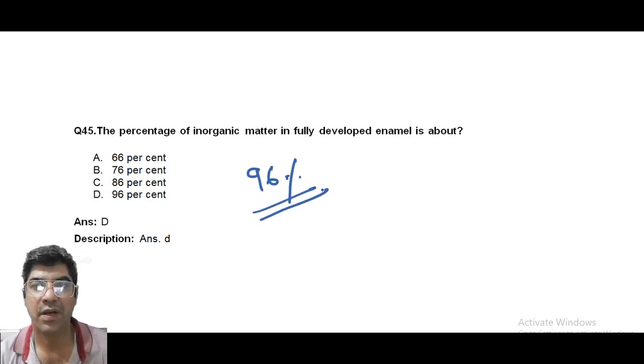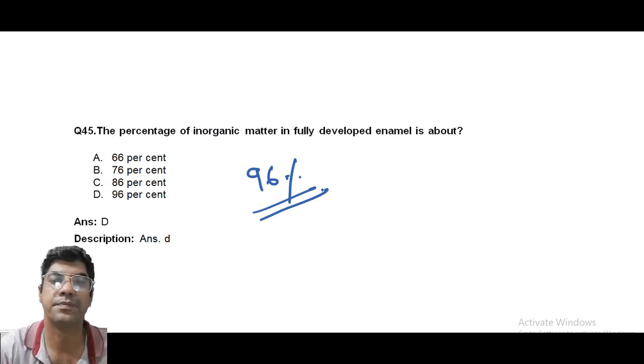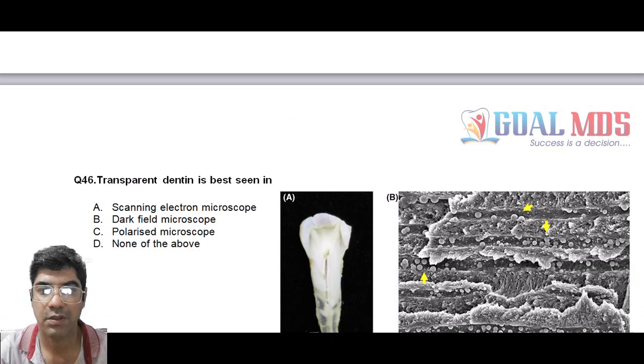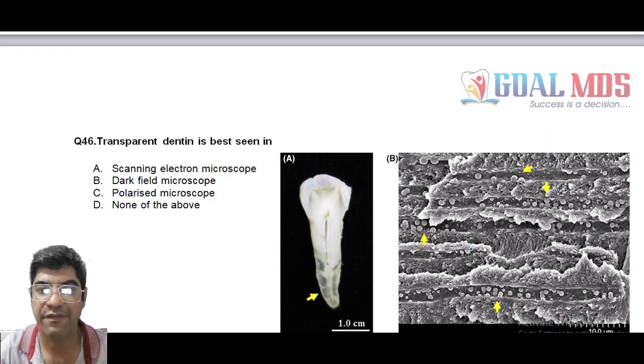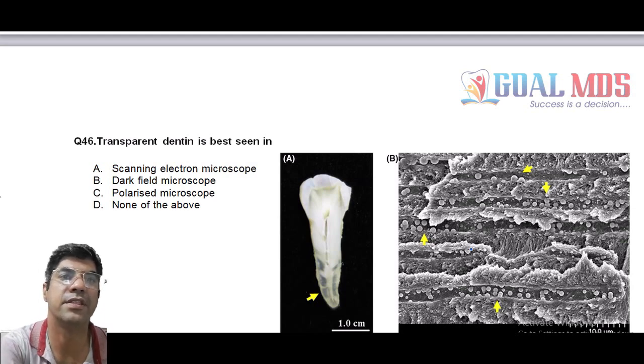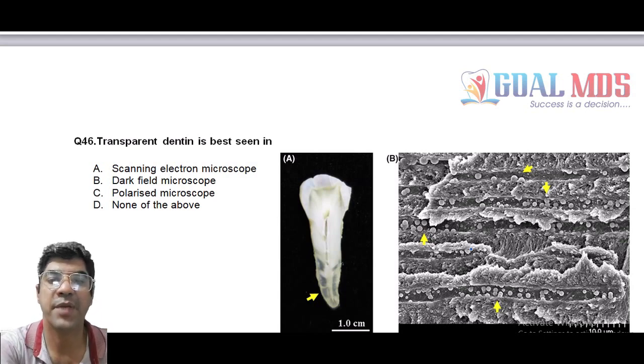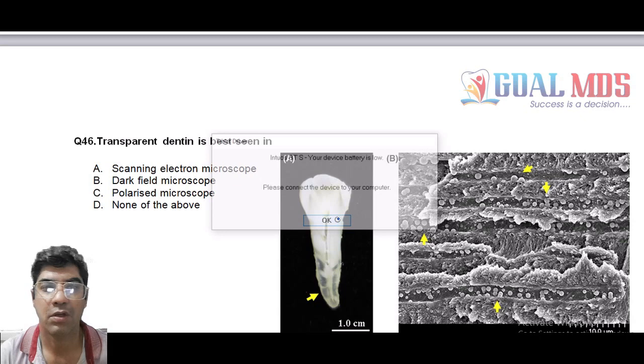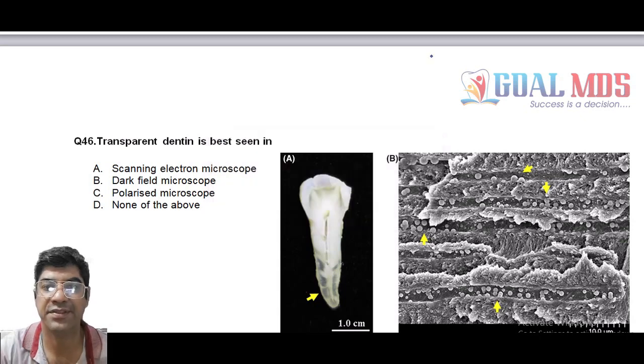The percentage of inorganic matter in fully developed enamel is about 96%. The remaining 4% is composed of water and organic materials like proteins. Transparent dentine is best seen under scanning electron microscope. So it is best visualized under scanning electron microscope.